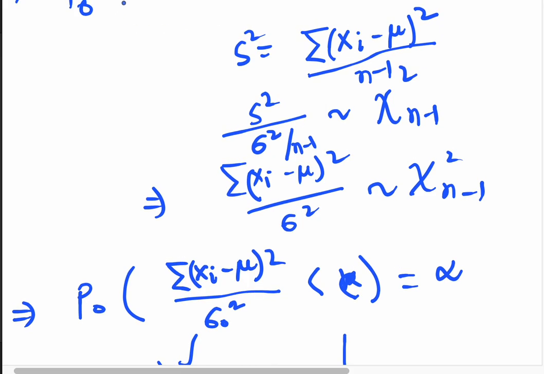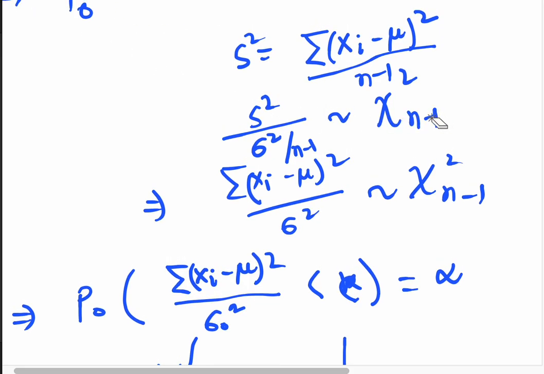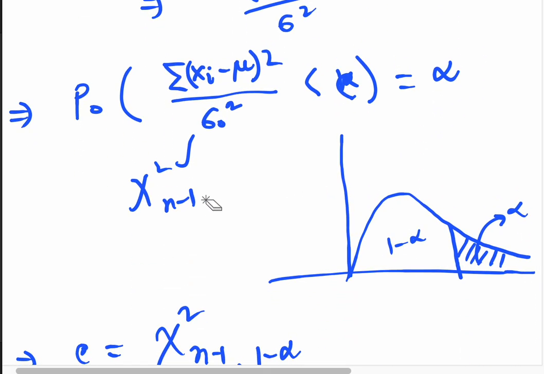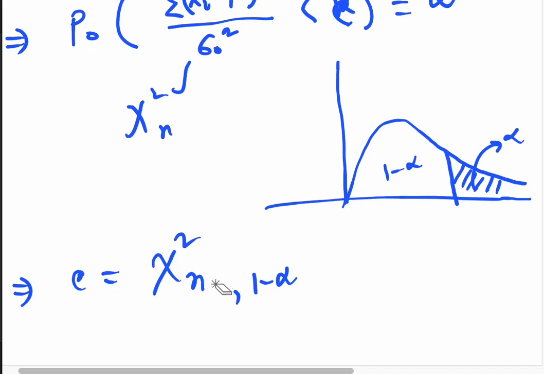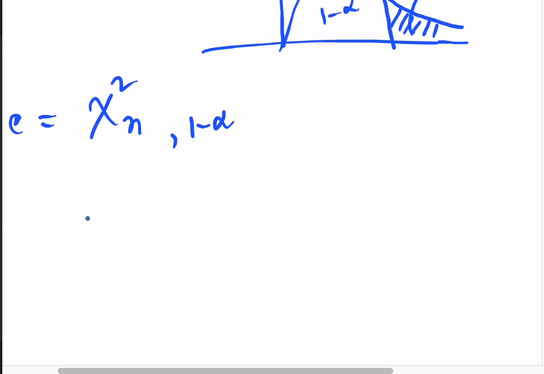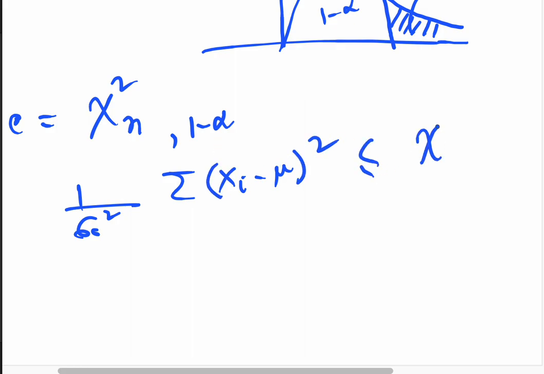So I think this is not n minus 1, this is n, this is the 1 minus alpha point. So that means if 1 by sigma 0 square summation of (xi minus mu) its square is less than or equal to chi-square n, 1 minus alpha, then you will reject the null hypothesis. That's it.